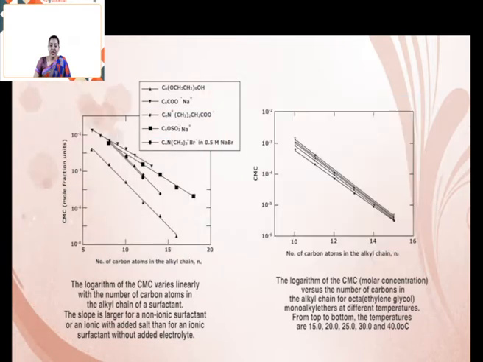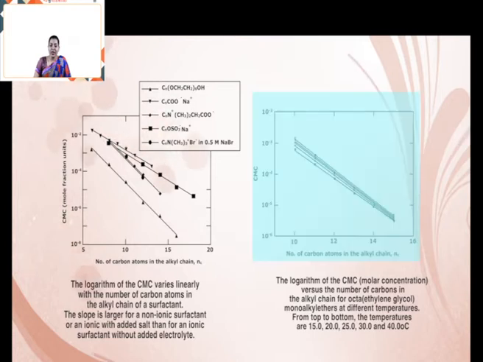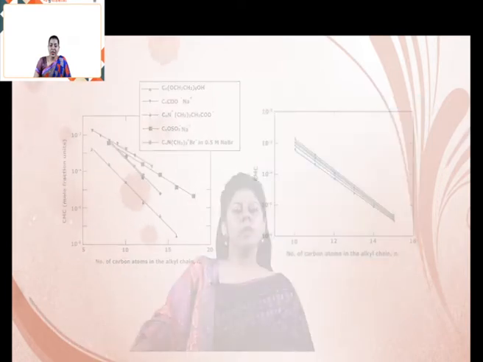Another figure shows the logarithm of CMC versus the number of carbons in the alkyl chain for octyl ethylene glycol monoalkyl ethers at different temperatures. You can see as we change the temperature from 15 to 40, there will be a sharp change in the CMC value.